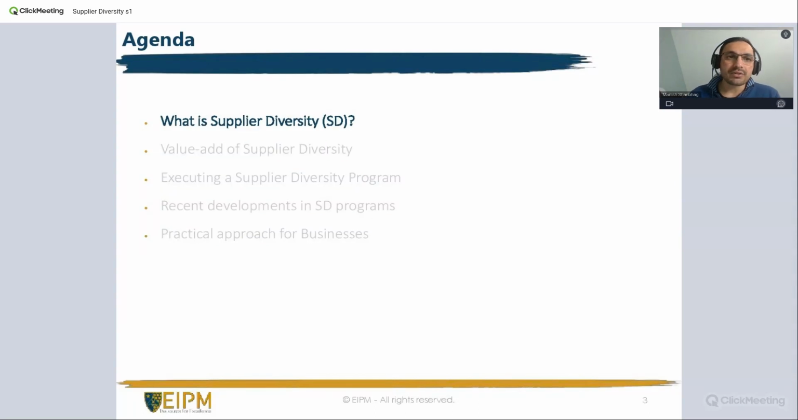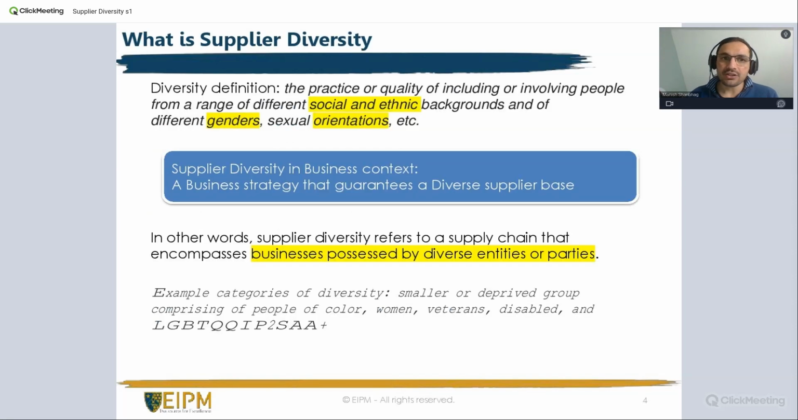Let's look at what supplier diversity is. What is the definition of supplier diversity? Here I've put in some basic information about the definition of diversity itself. The word diversity comes from the Latin origin diverse, which means different or various. Diversity is the practice or quality of including or involving people of different social and ethnic backgrounds, genders, sexual orientations, and so on. So it's like a kaleidoscope of different people. That's the definition of diverse.